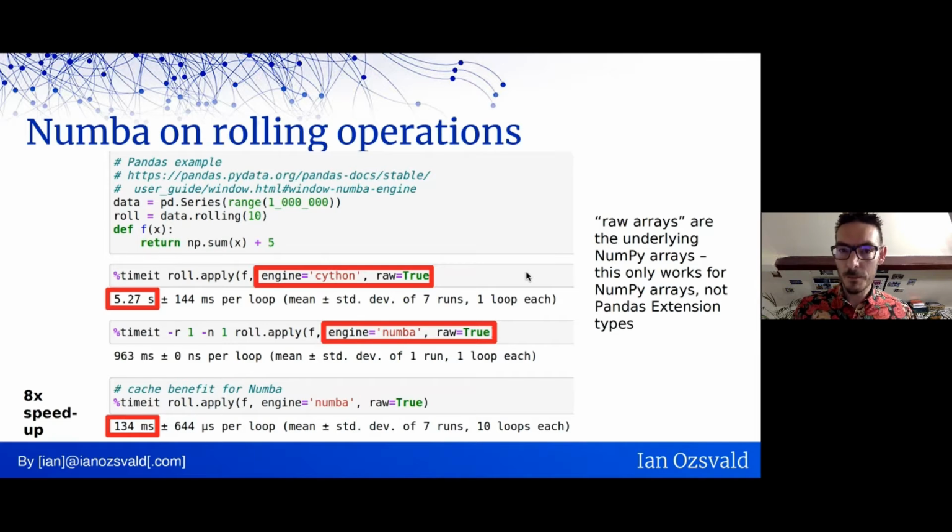The first time we compile, everything goes slow because we have to compile. The second and subsequent times, we have the compiled function cached. That's the bottom cell. Now the same operation takes 0.1 seconds, and it'll take 0.1 seconds every other time. So that's a huge speed up. So experimenting with engine equals numba, if you're doing rolling and expanding window functions, could be a really interesting idea.